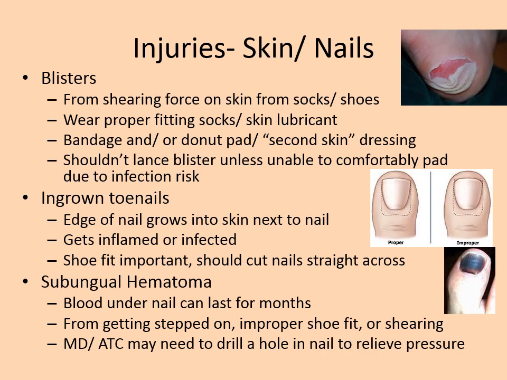And lastly, we'll discuss injuries to the skin and nails. A common injury with active people or athletes is blisters. Blisters occur from a shearing force or rubbing force on the skin from socks or shoes. So we can help prevent this by wearing properly fitting socks and maybe using a skin lubricant possibly.